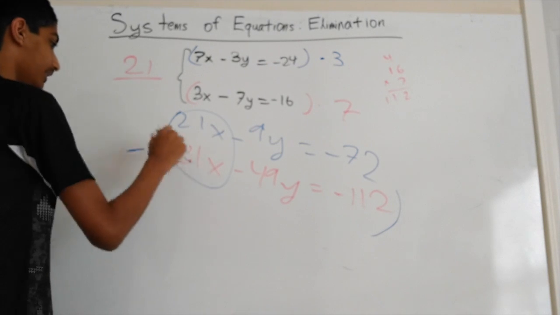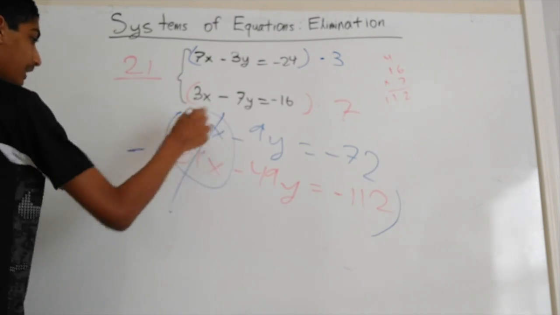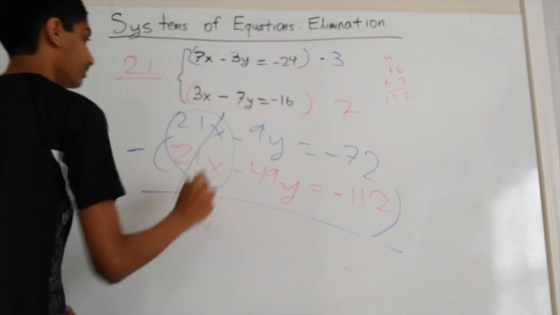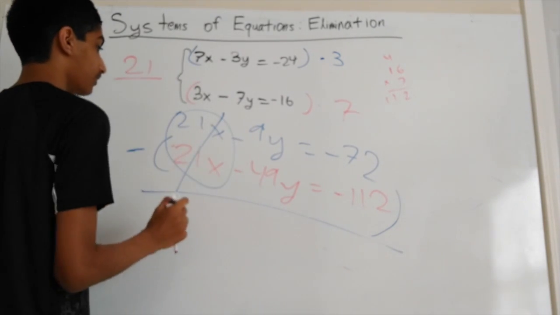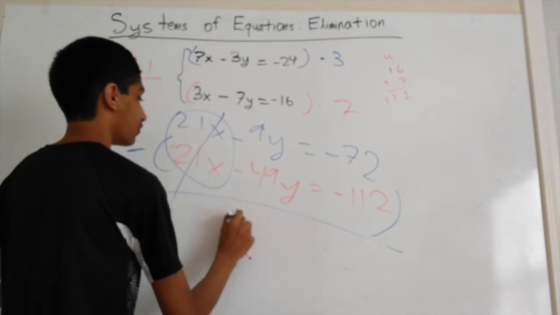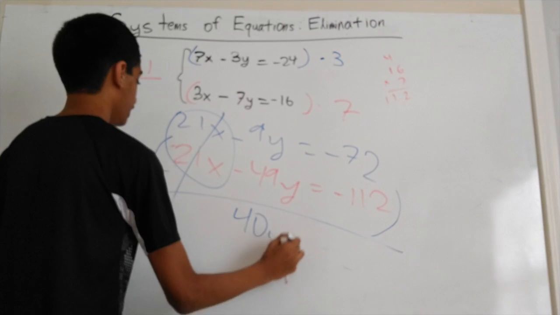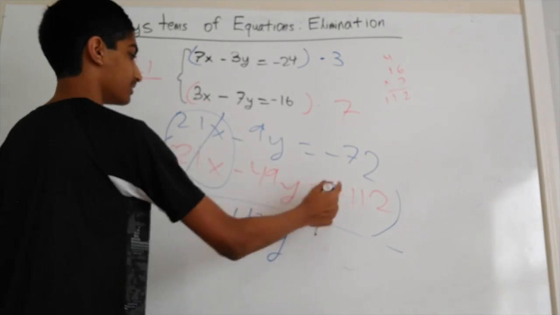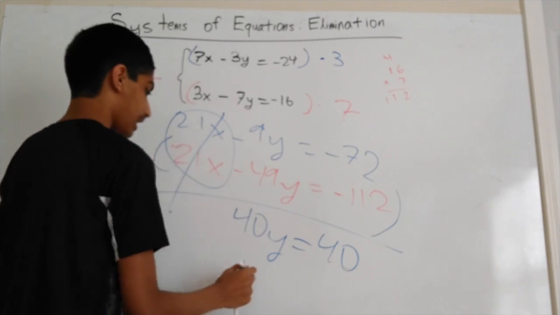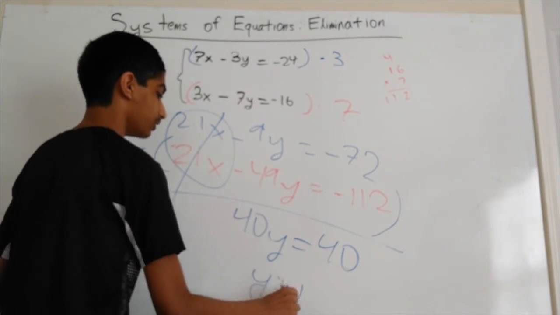So what we want to do is we want to subtract both equations since we have 21x common here. And if we subtract, we get rid of the 21x. Negative 9, negative 9 plus 49 is just 40y. Negative 72 plus 112 is 40. And then we get y equals 1.